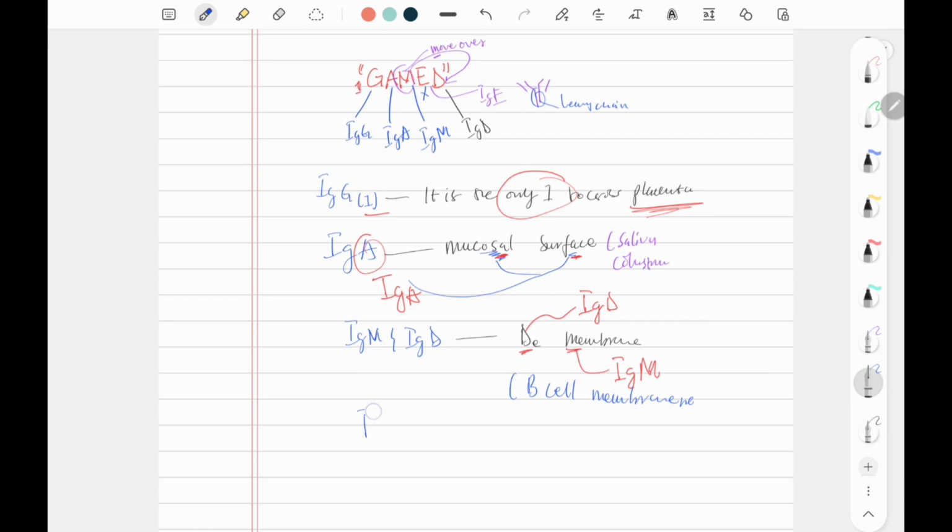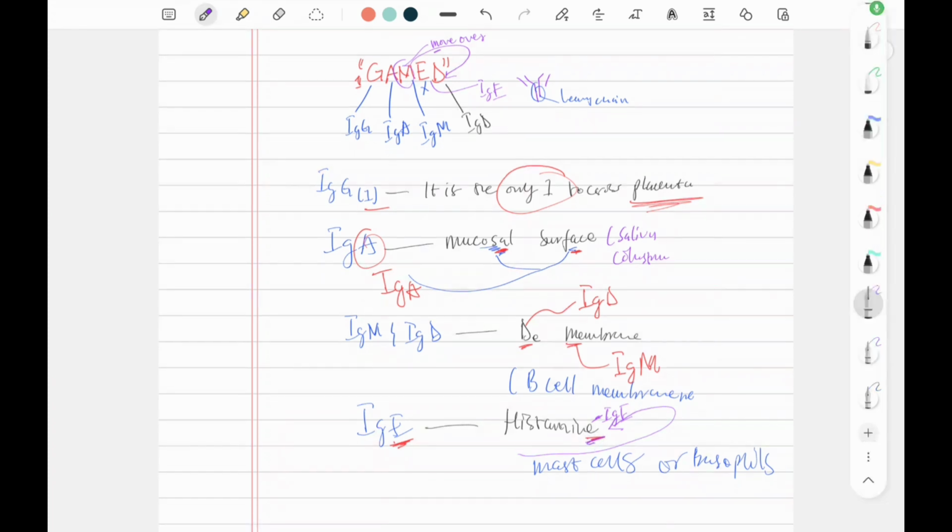For our last immunoglobulin, which is IgE, just remember the word histamine, right? Histamine has an E in it, and we are talking about IgE. And we know that IgE binds what? It binds mast cells or basophils. And what do mast cells and basophils release? They release histamine. So there is an IgE in histamine to help us remember how we can associate IgE with mast cells and basophils.